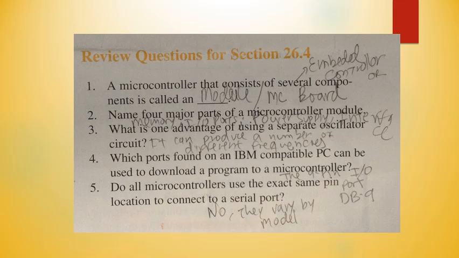3. What is one advantage of using separate oscillator circuits? You can produce a number of different frequencies. 4. Which ports found on an IBM compatible PC can be used to download a program to a microcontroller? And that is the 9-pin I/O port or DB9. 5. Do all microcontrollers use the exact same pin location to connect to a serial port? No, they vary by model.